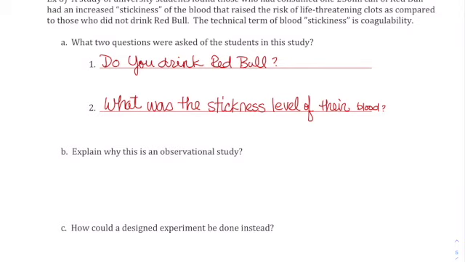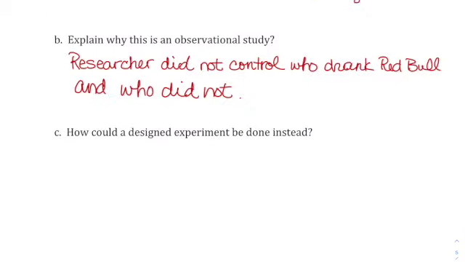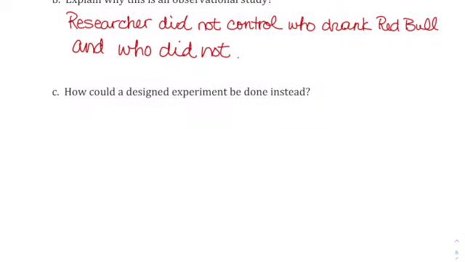So I'm going to pause the video and write that down for you. Explain why this is an observational study: because the researcher did not control who drinks the Red Bull and who did not. Okay, remember that's observation, just observe, didn't do anything to anybody. Then the next question is, how could a designed experiment be done instead? So in this case, we need to make some group drink it, some group not drink it, or randomly assign students, or anything to do the separation. So what we want to do is I'm going to write down, and then we can read through it.